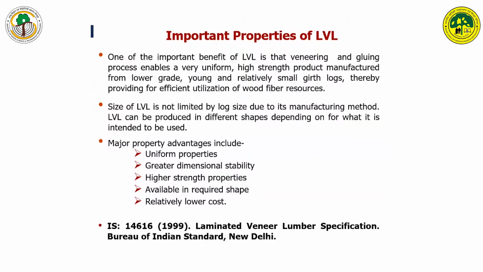Because we can choose the veneer, the poor quality veneers can be segregated and all good quality veneers can be used. So properties can be uniform. There won't be much variation in properties like strength or stiffness of the LVL. They show greater dimensional stability, are higher in strength, available in the required shape, and maybe comparatively lower in price if produced on a larger scale. And there is an Indian standard for this, IS 14616:1999, which is related to laminated veneer lumber.